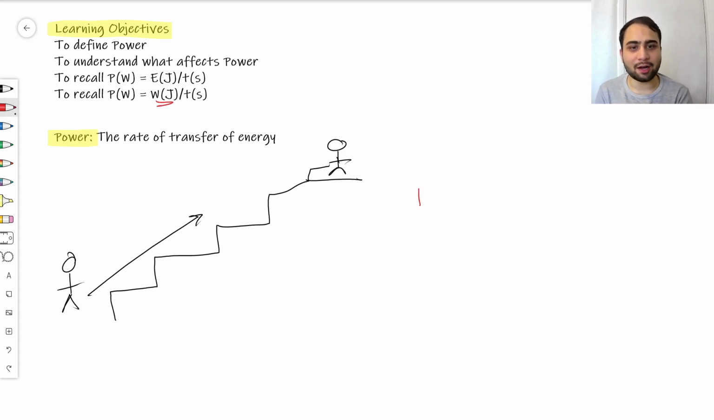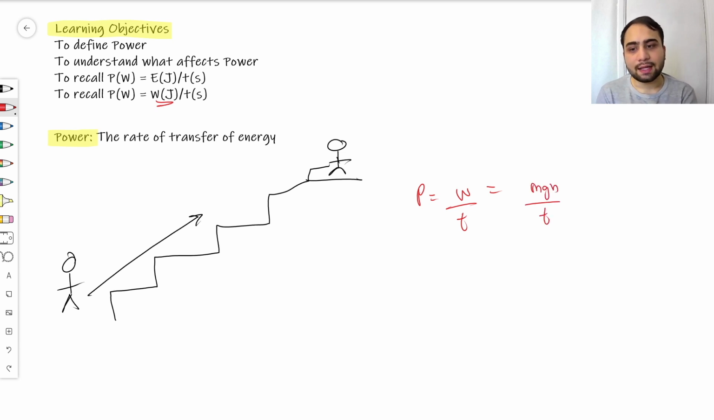So let's write down our power equation. Power is equal to work done over time. Our work done here is work done against gravity. He's going up the stairs, so he's going through a height, so gravitational potential energy. So I can rewrite this as mgh over t.